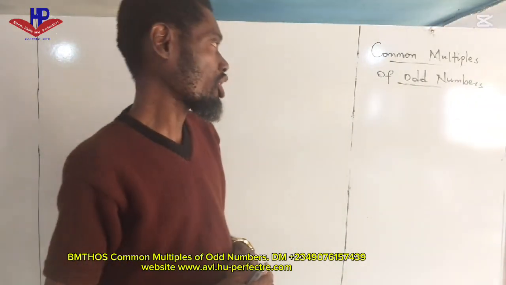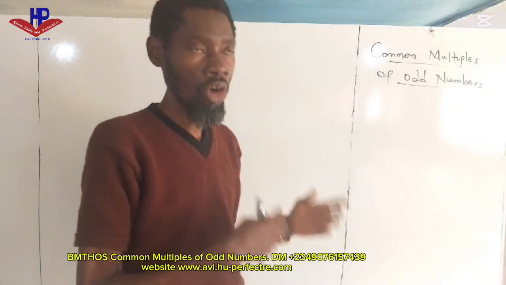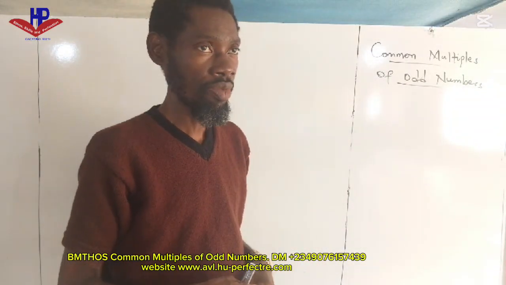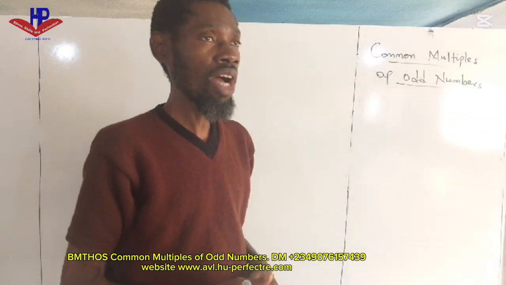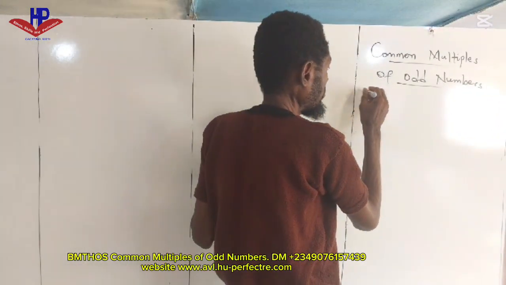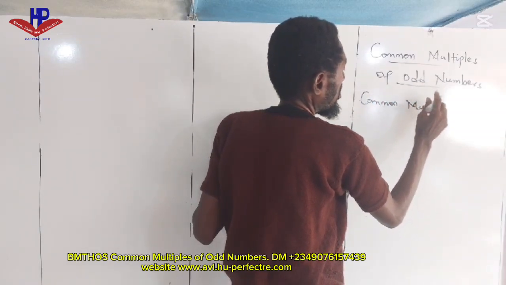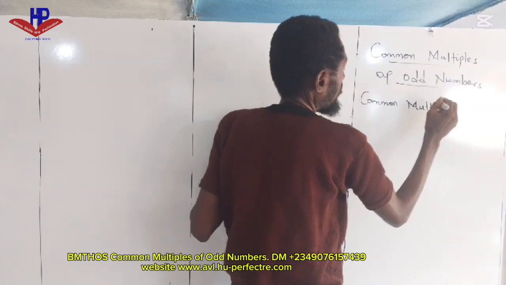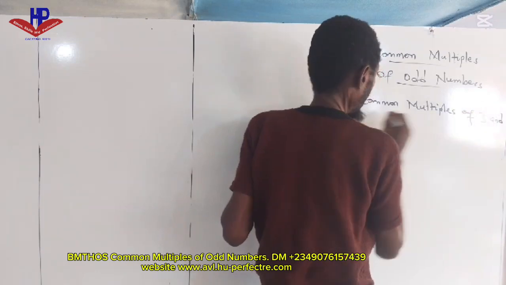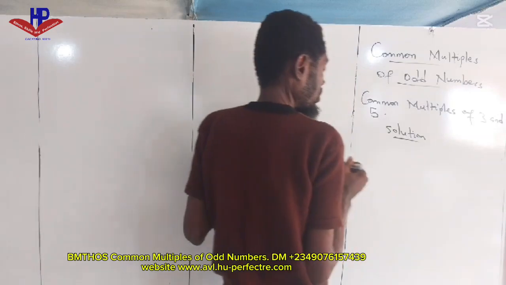Let's quickly look at common multiples of odd numbers, just as we considered common factors of odd numbers. Odd numbers do not have a better relationship. For example, 3 and 5. Once you're asked to find the common multiples of 3 and 5, what you do quickly here is, you can see the same method.